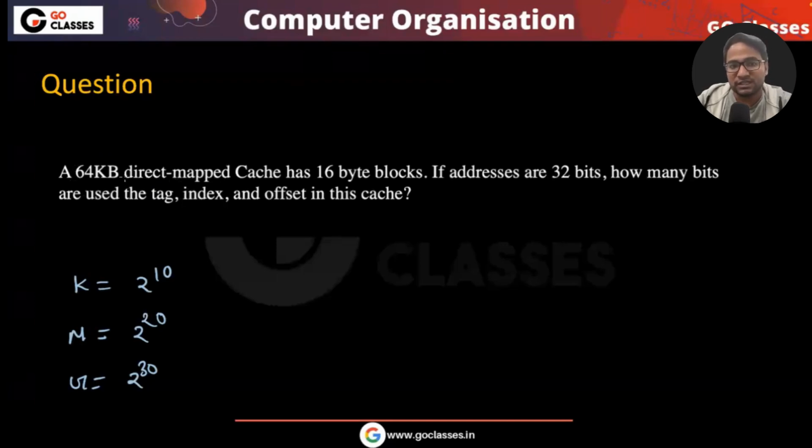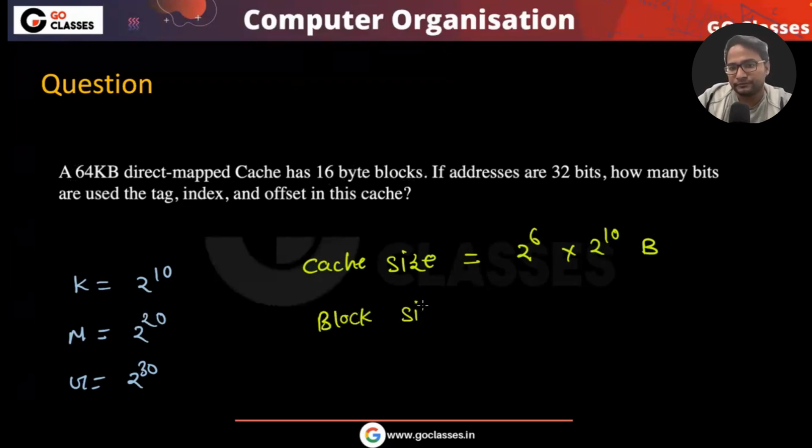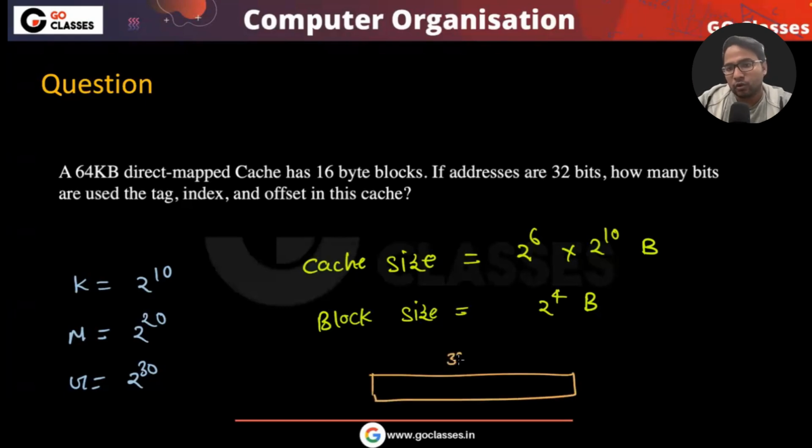Now, if someone says that 64 KB is the cache size, 64 means 2 power 6, K means 2 power 10. These many bytes is given to you and it has a 16 byte block, which means the block size is also given to you. What is the block size? 2 power 4 bytes. If addresses are 32-bit, which means you have a 32-bit address line, total address is 32-bit. How many bits are used for tag, index, and offset?